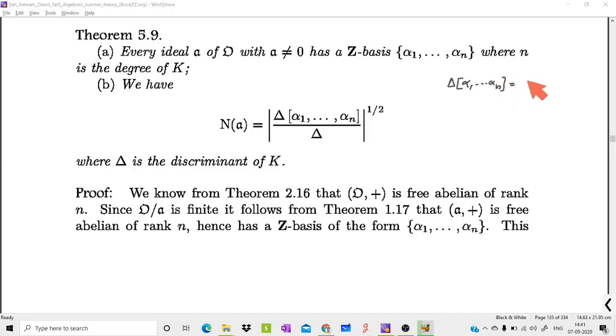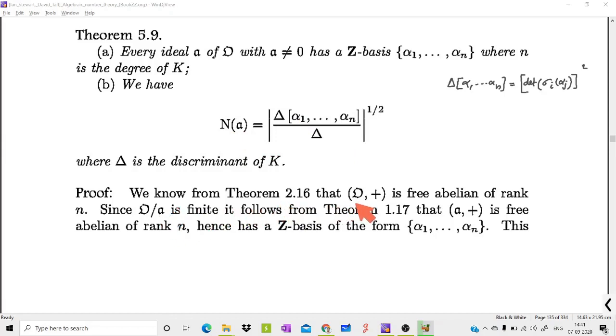This is the square of the determinant of the matrix sigma i of alpha j. The sigmas are the monomorphisms which map each alpha i into its corresponding conjugates. So N(A) can be computed using this formula. Okay, this is Theorem 5.9.